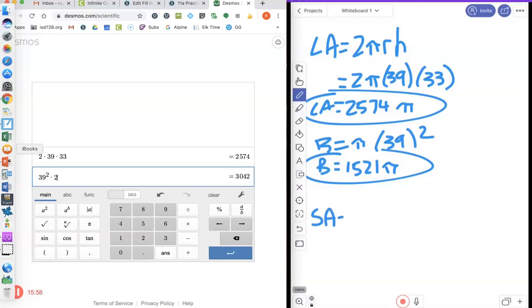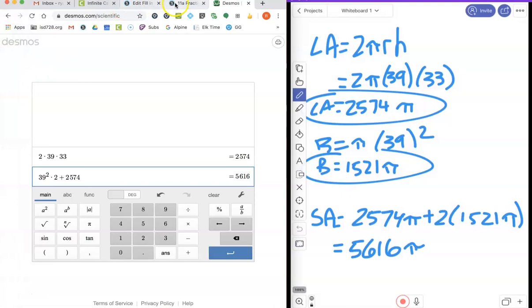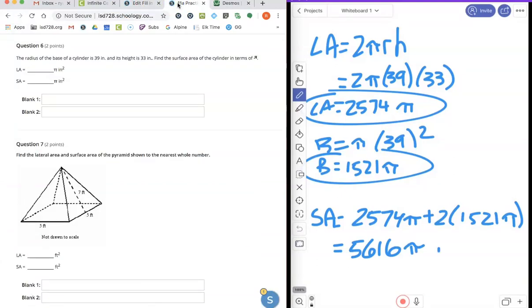The surface area is adding 2,574 times pi plus 2 times 1,521 times pi. Well, we know that that's 3,042. So 3,042 plus 2,574 is 5,616. So we get 5,616 times pi, and I think we are still in square centimeters. Nope, square inches this time.